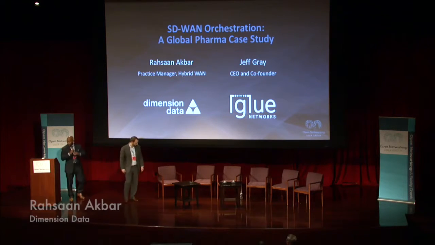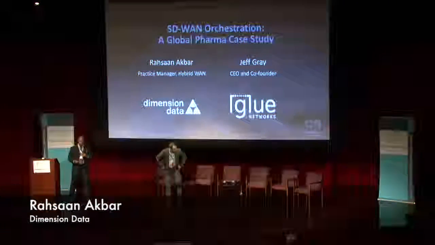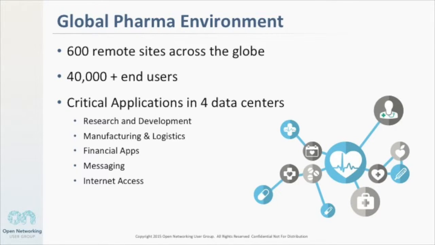Sure. So Rasan Akbar, practice manager at Dimension Data for Hybrid WAN, which is a space that we obviously all know quite a bit about. So I'll jump right in to explain the scope of the effort that we're here to discuss today. So 600 remote sites around the globe, 100,000 end users, right? So not a small network, right? So critical applications in 4 data centers.